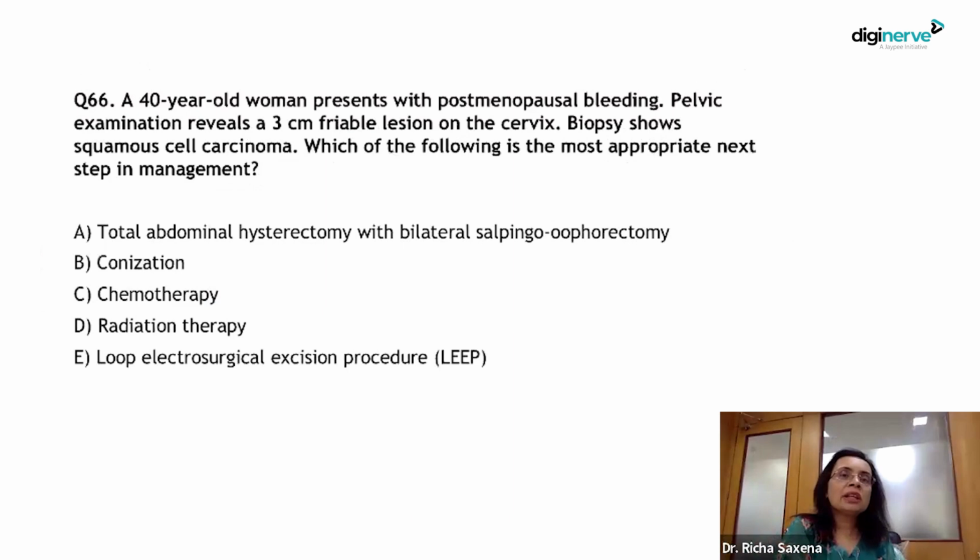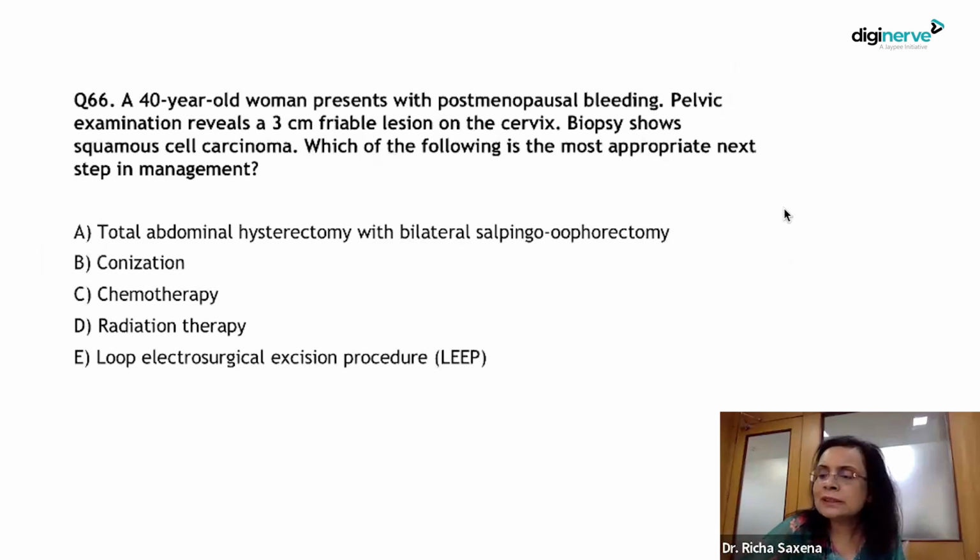Next question, a 40-year-old woman presents with postmenopausal bleeding. Pelvic examination reveals a 3 centimeter friable lesion on the cervix. Biopsy shows squamous cell cancer. Which of the following is the most appropriate next step in management?